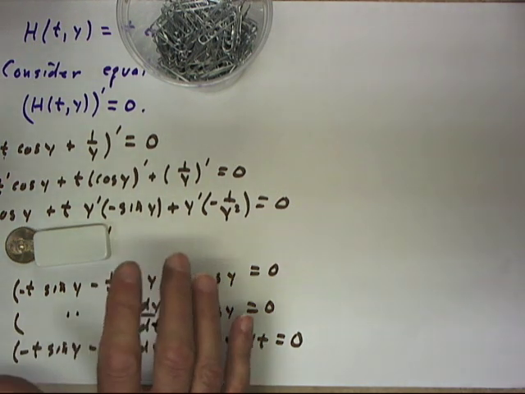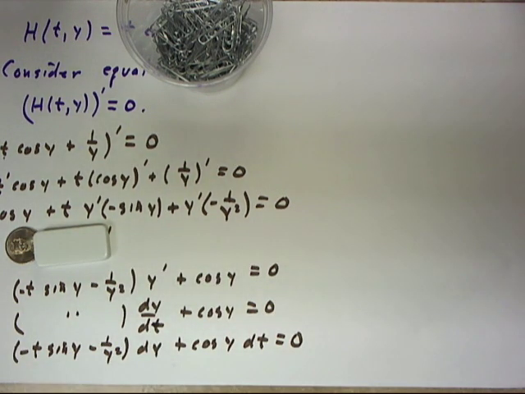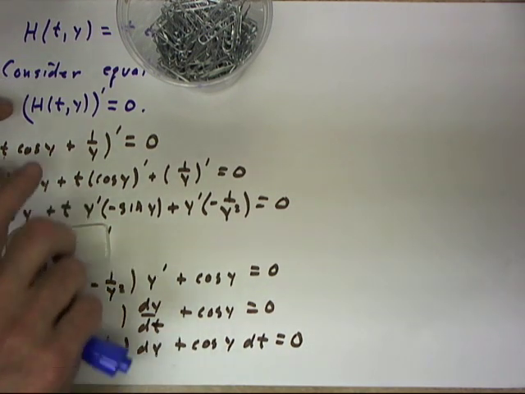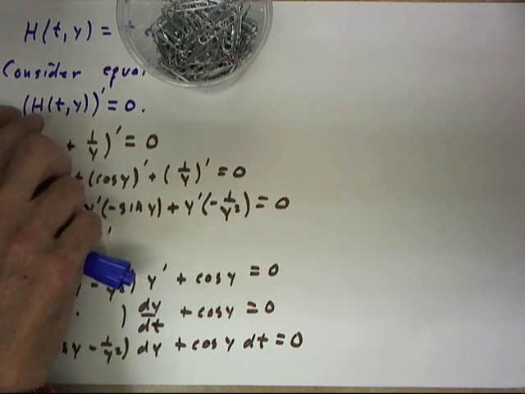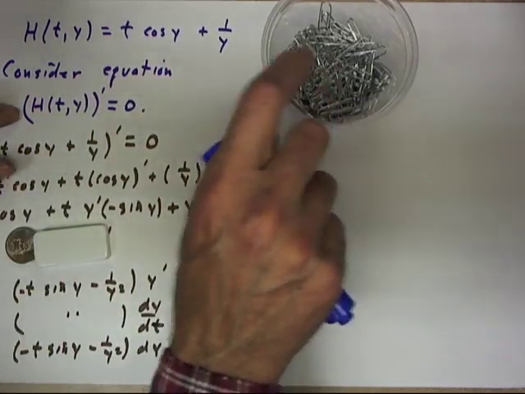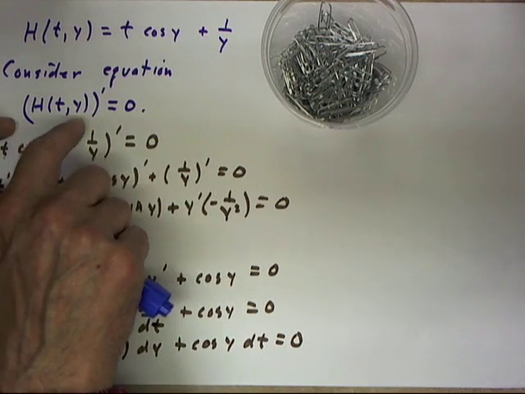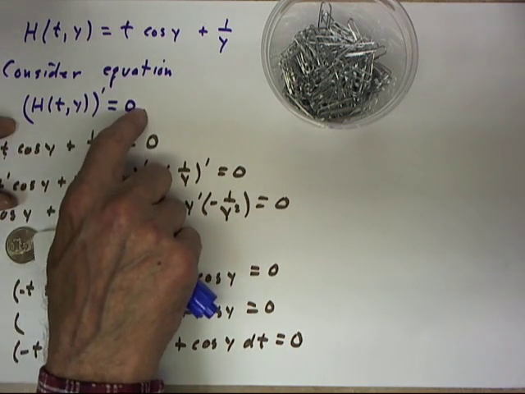Now, to begin to answer the question, what this is all good for, let's consider the following. First of all, this equation, if I've done the derivatives and everything correctly, is the result of this assumption that h of t,y, and h of t,y is our original function t cosine y plus 1 over y, has a derivative that's equal to 0.